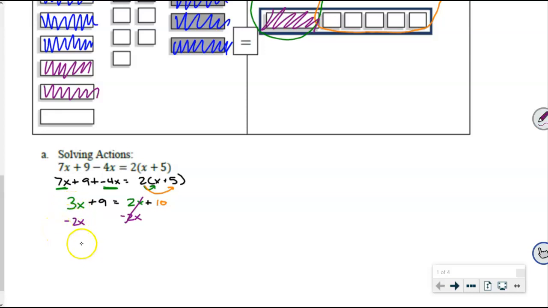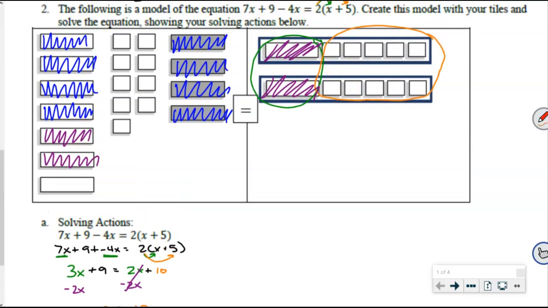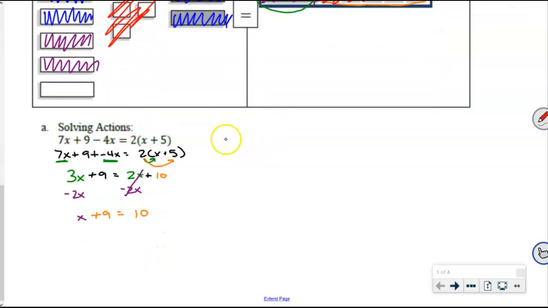And that leaves me with 1 x tile plus the 9 unit tiles, which is equal to and balanced with the 10 unit tiles over here. And again, from that point, we can then see we should probably get rid of these 9 unit tiles, and I'm going to get rid of 9 unit tiles here. Algebraically, we're subtracting 9, balancing it by doing the same thing to the other side. That leaves me with x is equal to 10 minus 9 is 1.